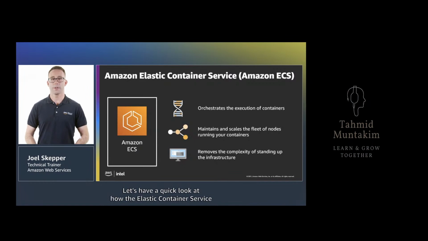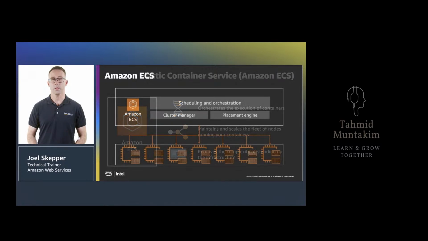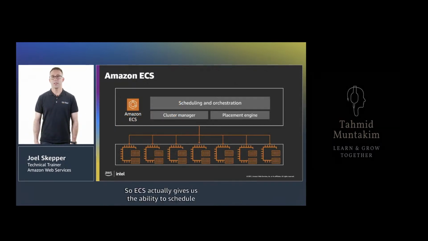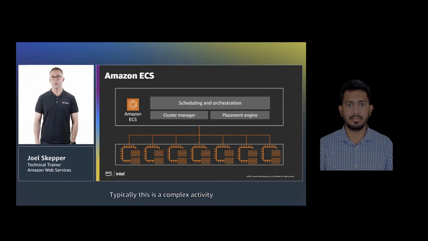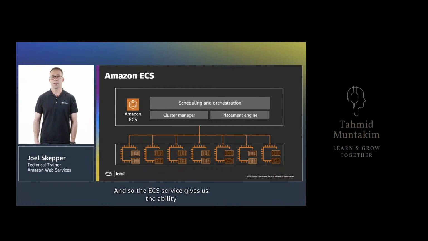Let's have a quick look at how the Elastic Container Service helps manage container orchestration. So ECS actually gives us the ability to schedule and orchestrate the deployment of our containers, as they're called, across multiple or even a fleet of EC2 instances. Typically, this is a complex activity because it requires determining where you might place those containers using a placement engine. And so the ECS service gives us the ability to manage containers at scale on EC2.